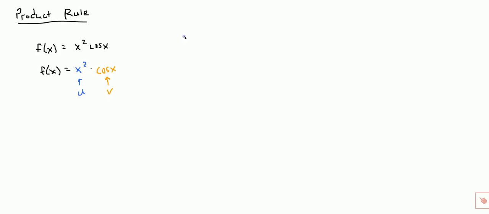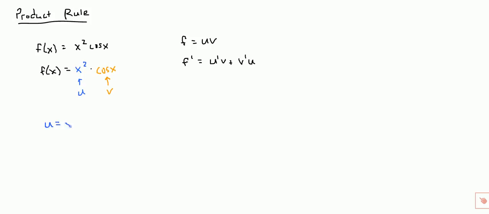Okay, so if f is u times v, then f prime is u prime v plus v prime u. You take the derivative of one and leave the other unchanged, and then you add the opposite, the derivative of the other, while leaving the first one unchanged. Okay? So let's write out what we need.